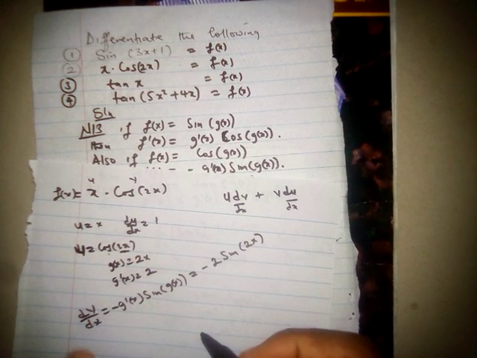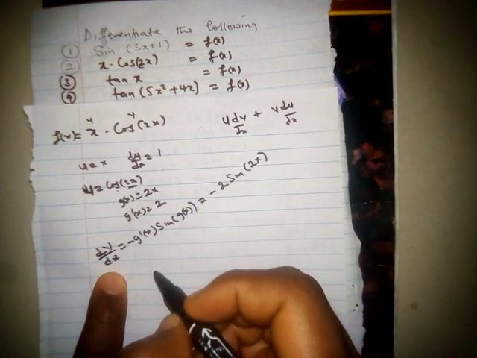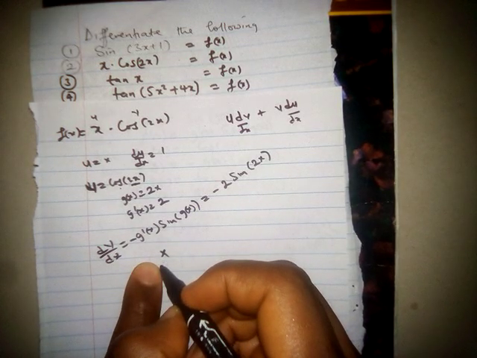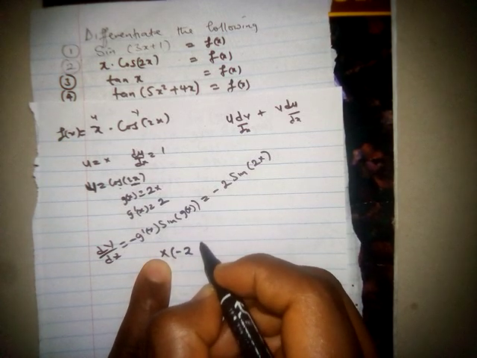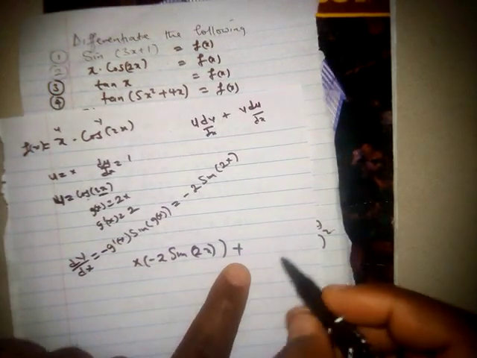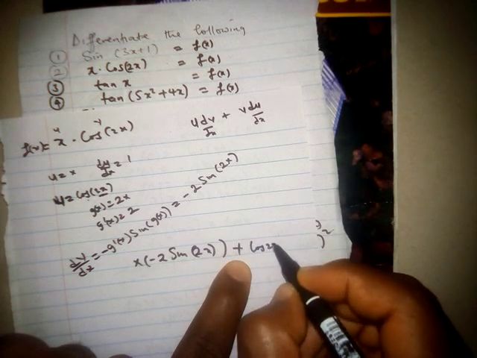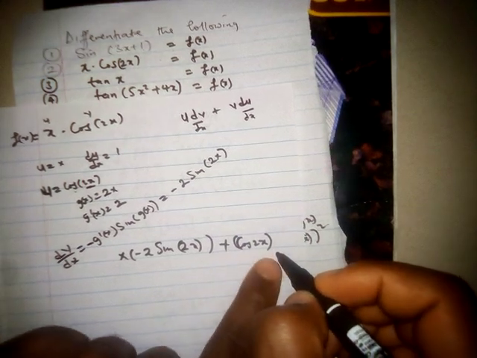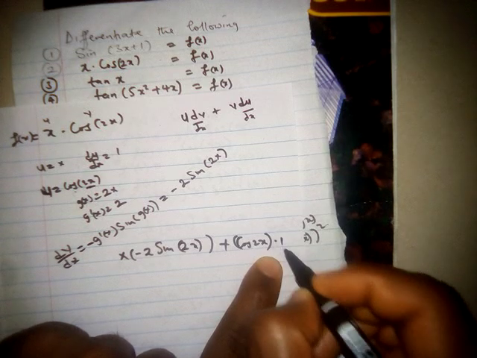Now I've gotten my dv dx, so I now apply my product rule. Now what is my u? My u in question is x. Now what is my dv dx? My dv dx is minus 2 sine 2x, plus what is my v? My v in question is cos 2x. Now what is my du dx? My du dx is 1, so times 1.